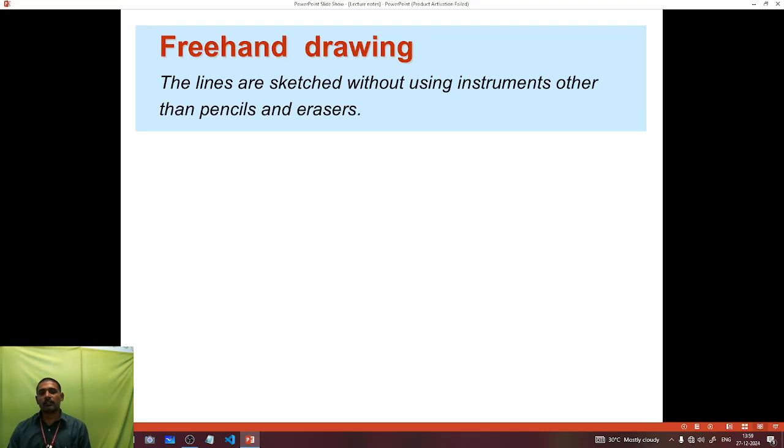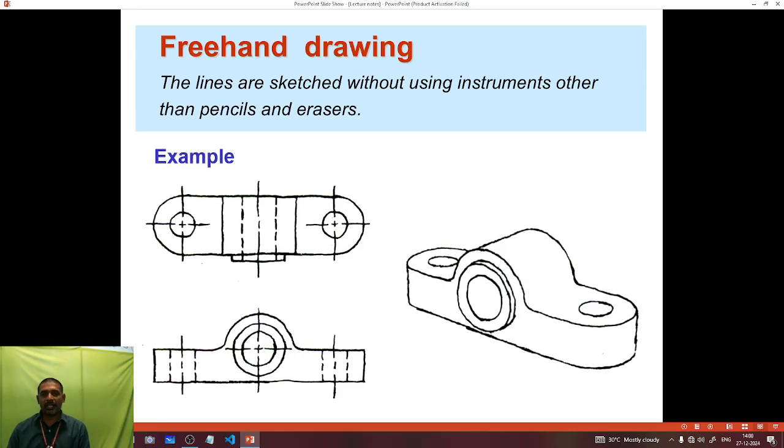So first is freehand drawing. What is a freehand drawing? A line or a sketch drawn without the help of tools, which means without scale, drafter, or compass, to develop some geometries. This is called freehand drawing. These are some examples of freehand drawings.